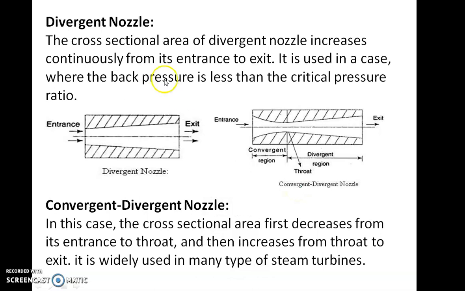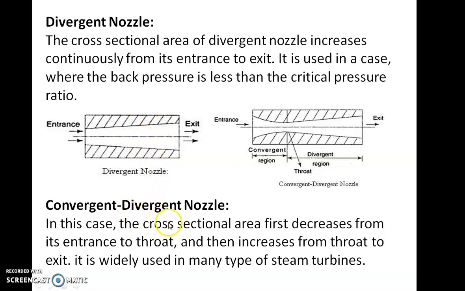Then the divergent nozzle. This is a divergent nozzle. The cross sectional area of the divergent nozzle increases. It is a divergent section, that's why it is increasing. But what is its application? The divergent nozzle is used when the application requires a pressure less than the critical pressure. So here you are getting a pressure less than the critical pressure, and pressure goes on decreasing. Suppose you are getting the critical pressure here, then you go below the critical pressure. So it depends on the application; for certain applications you use a divergent nozzle.